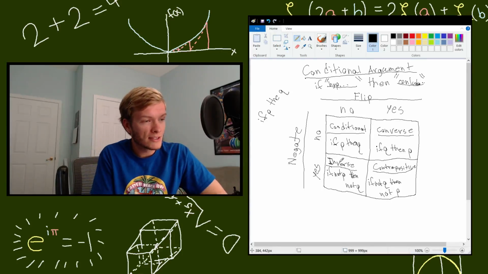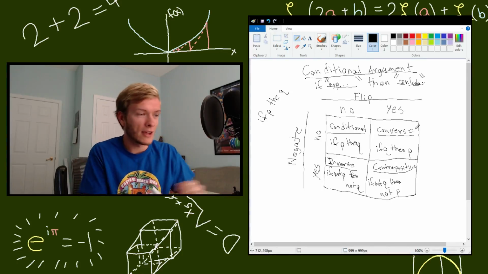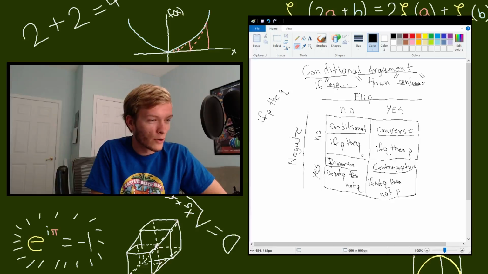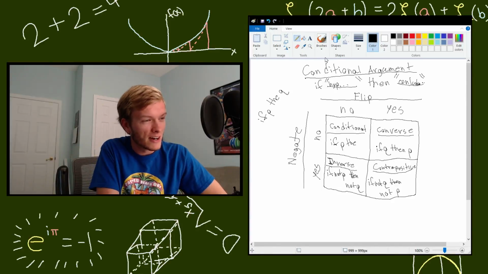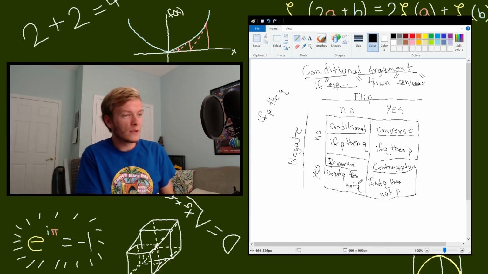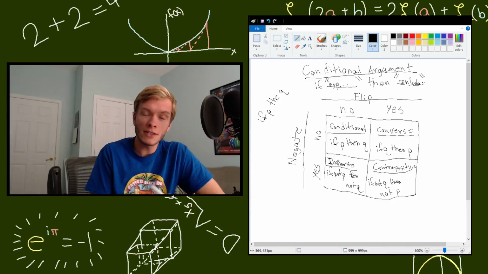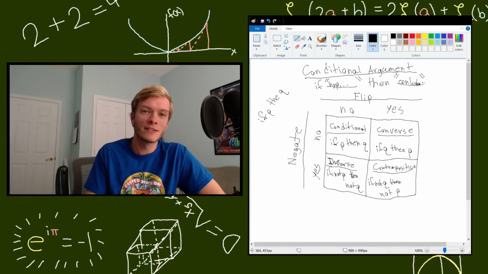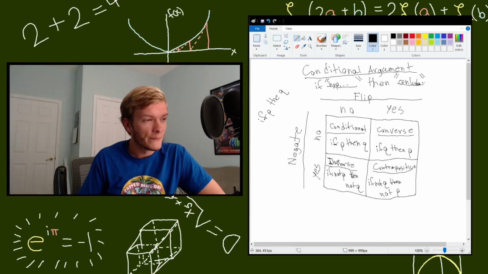I realize that now that I've written this out, if someone were to look at this, they probably wouldn't be able to actually read it. So I'm going to try and clean it up. But we can get into some actual examples. So if we start out with the conditional, let's go with a great example in geometry of squares and rectangles.